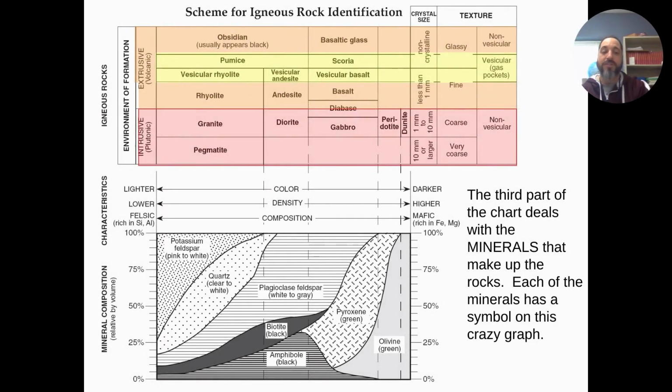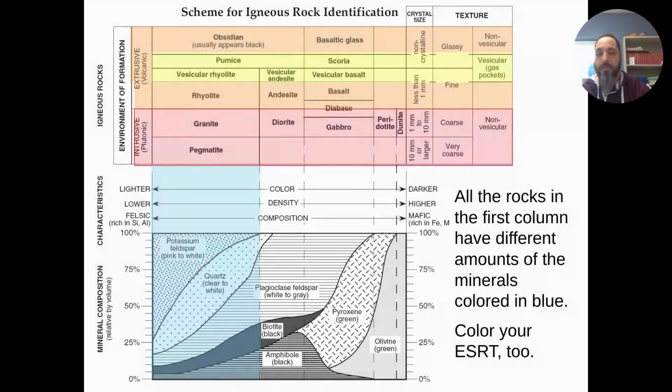The third part of the chart deals with the minerals that make up the rock. Each mineral has its own symbol on this graph. We can use it to determine what minerals are found inside of the rocks. So, for example, this first column right here, if we go down from rhyolite, granite, and pegmatite, it is going to contain all of these minerals: potassium feldspar, quartz, plagioclase feldspar, biotite, and amphibole. And you notice that most of these minerals are white to pink or some sort of light color. That's why these rocks have a light appearance.